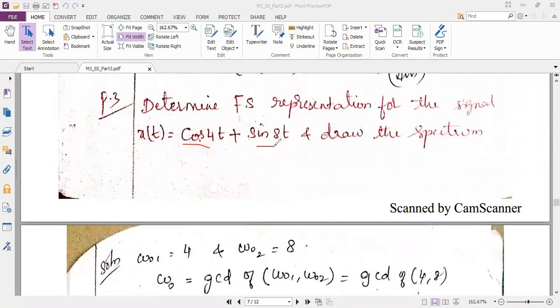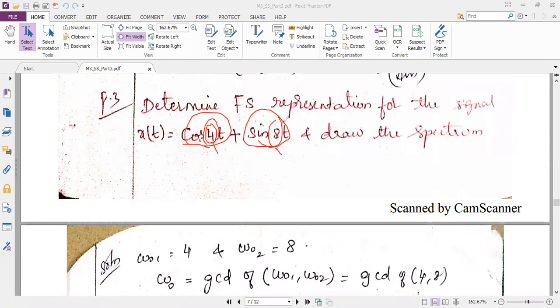formula. Now the problem is, your first question had only one term, but here you have two terms, and also your frequency here is different. The first term has 4 and the second term has 8. First copy this question, then we will start the solution. Determine the Fourier series representation of the signal x of t equals cos 4t plus sin 8t and draw the spectrum. As I already told, I have two terms here.